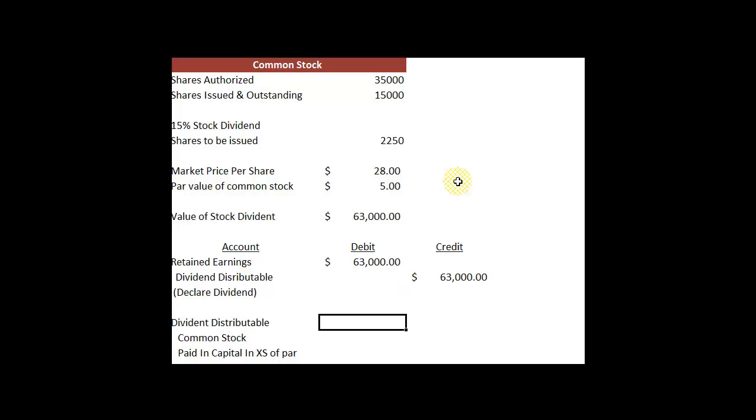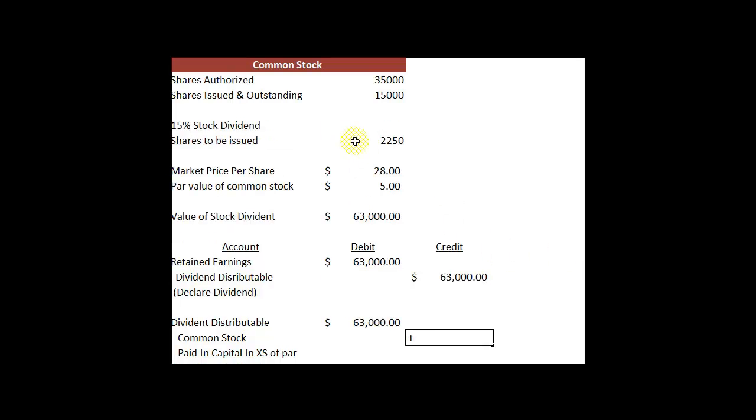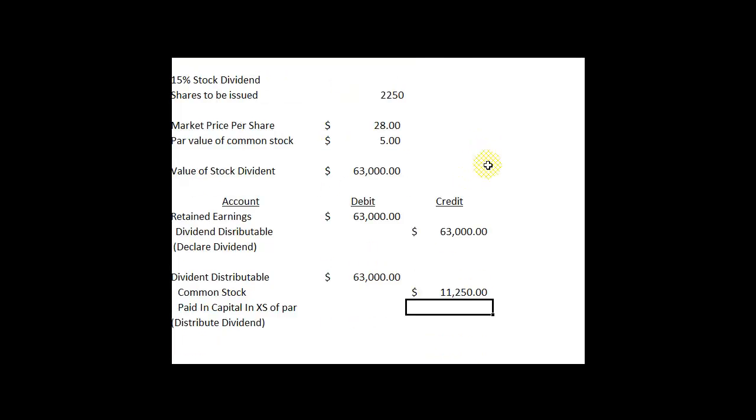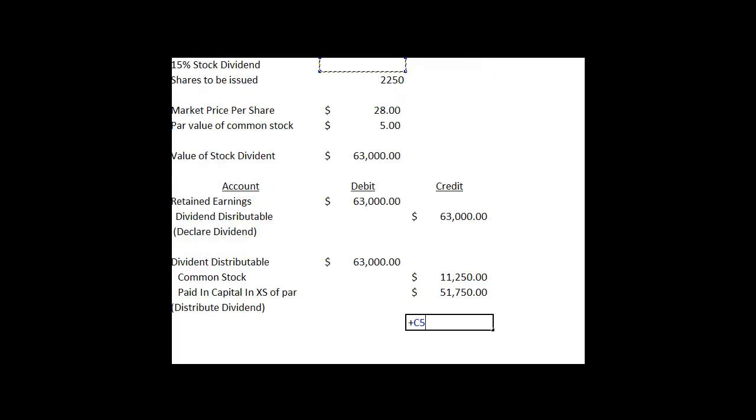Then when we distribute that dividend, it looks a little bit different. We're going to zero out the dividend distributable, and we're actually going to issue the common stock. Here we're going to need to take the total shares that we're issuing times the par value. That tells us how much additional common stock has been issued. Then we have paid in capital in excess of par, which is going to be for the difference. If you did this math, it would also be 2,250 times $23, which is the market price minus the par value.